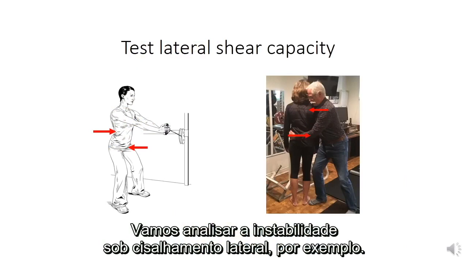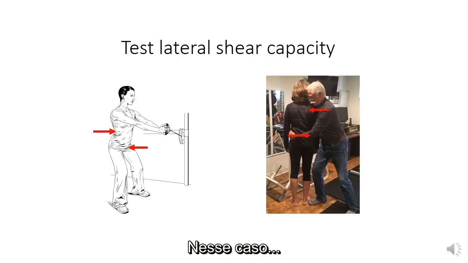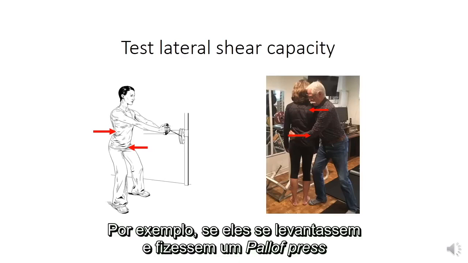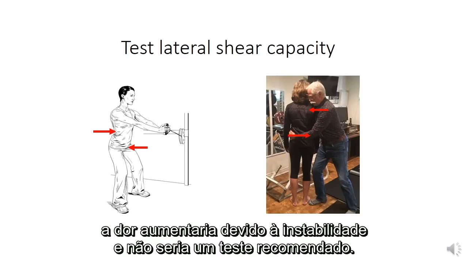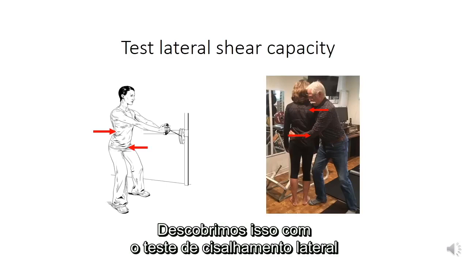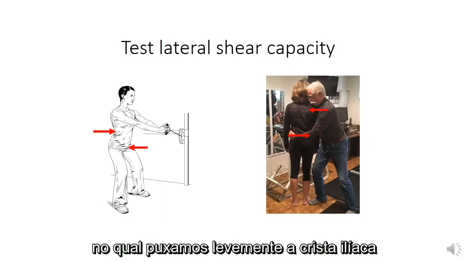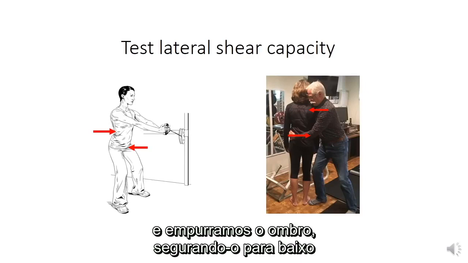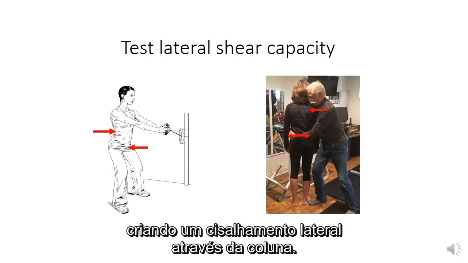Let's look at a lateral shear instability, for example. And if so, having them stand upright and performing a Pallof press would increase their pain from the instability, and it would be a very contraindicated test. And how we would find that would be the lateral shearing test, where we pull gently on the iliac crest and forward on the shoulder, holding it down, creating a lateral shear across the spine.